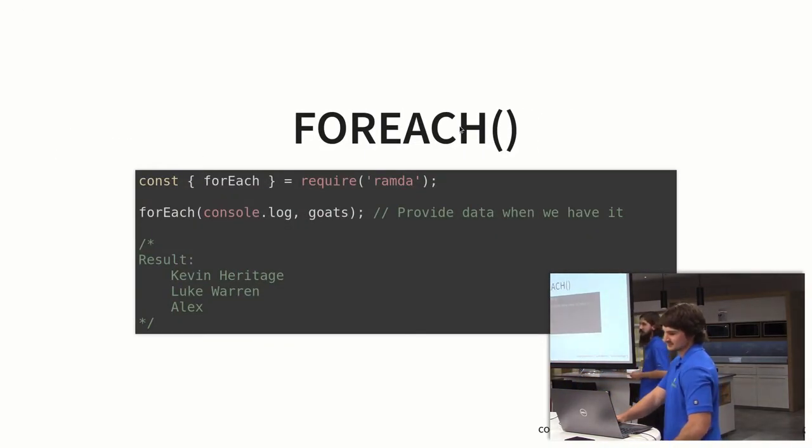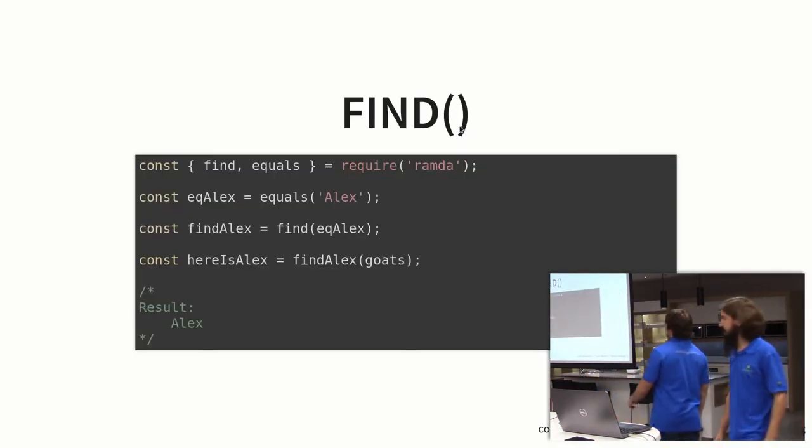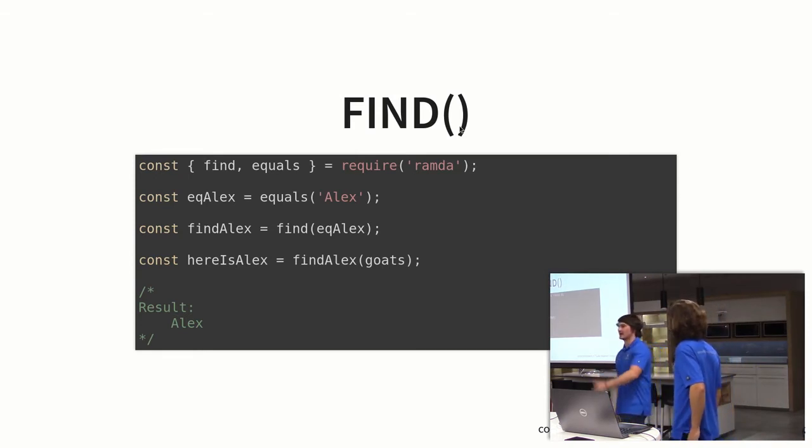forEach, also really simple. We're just logging out our goats, and that's pretty much it. Really simple. Cool. So I really like this example. It's like how Ramda starts to get really useful.